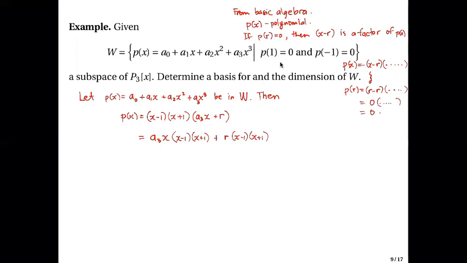So that's what we have. From this condition, P of 1 equals 0, you must have your x minus 1. P of negative 1 equals 0, you must have your x plus 1. Because again, if you evaluate P at negative 1, this guy will not be 0. This guy will be 0. This guy, we don't know if it is 0, but whatever. Since this guy here is 0 already, then everything will be 0.